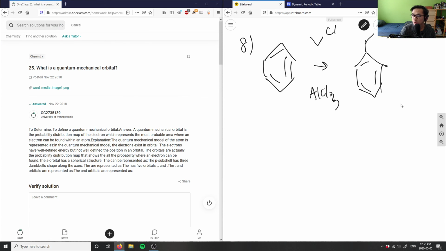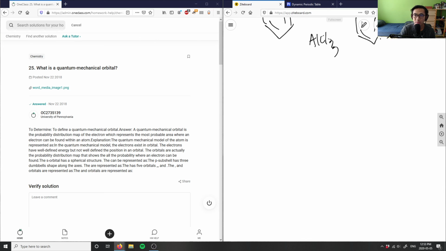That's number 8 here. Let's look at number 9. I only have a couple more minutes left for this problem, so maybe I'll do 2 more. So what is a quantum mechanical orbital? Again, this is basically a grade 12 question.